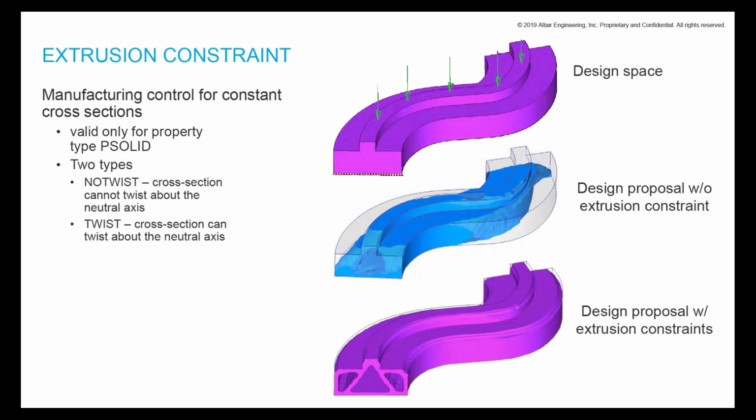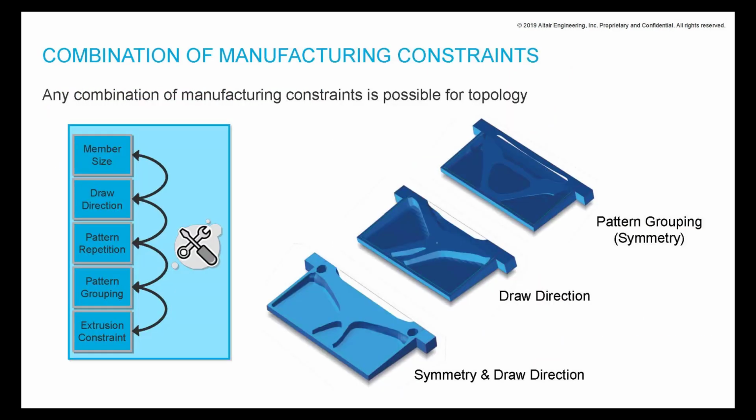Extrusion constraints enforce constant cross-section designs regardless of initial mesh, boundary conditions or loads. Manufacturing constraints can be combined in many different ways. In this example, symmetry and draw direction are combined.